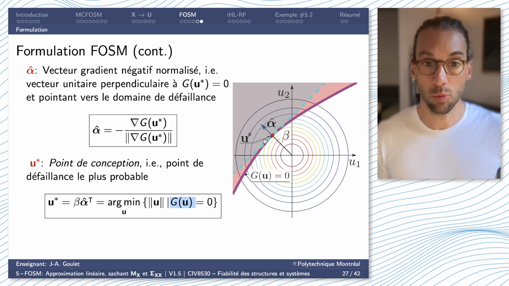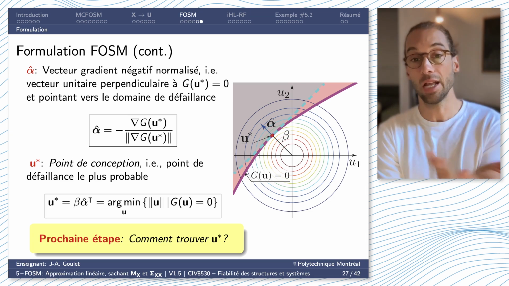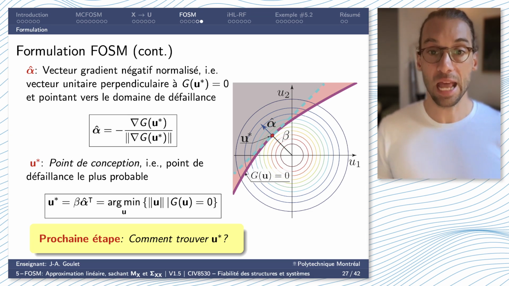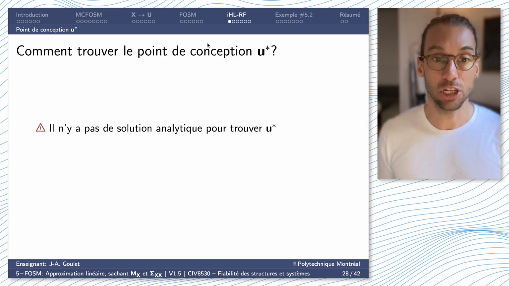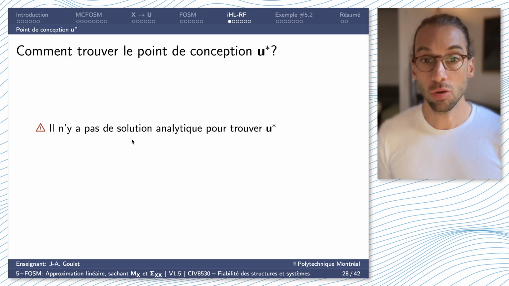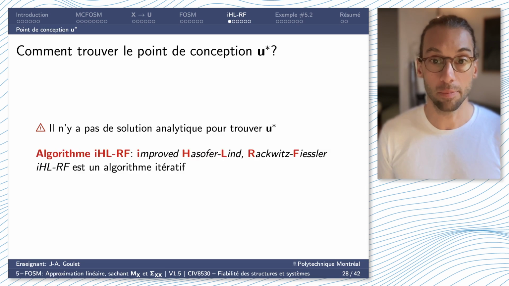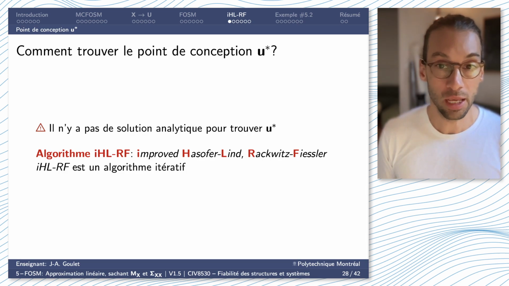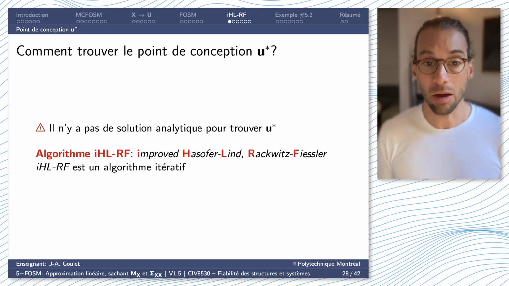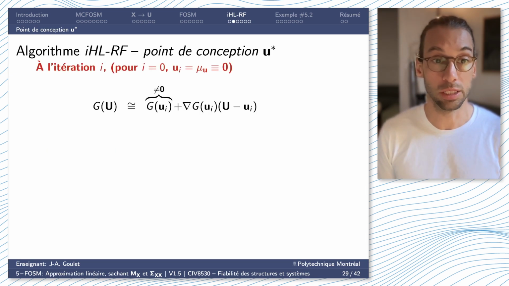And we can find this point either through optimization or by doing beta times alpha transpose. So the next question we need to answer is, how do we obtain that U star? We're going to obtain this through the iHL-RF method. There's no closed form analytical method to find U star in one single step. So instead, what was developed is the iHL-RF algorithm. This is an iterative algorithm that allows us to recursively find the optimal design point.